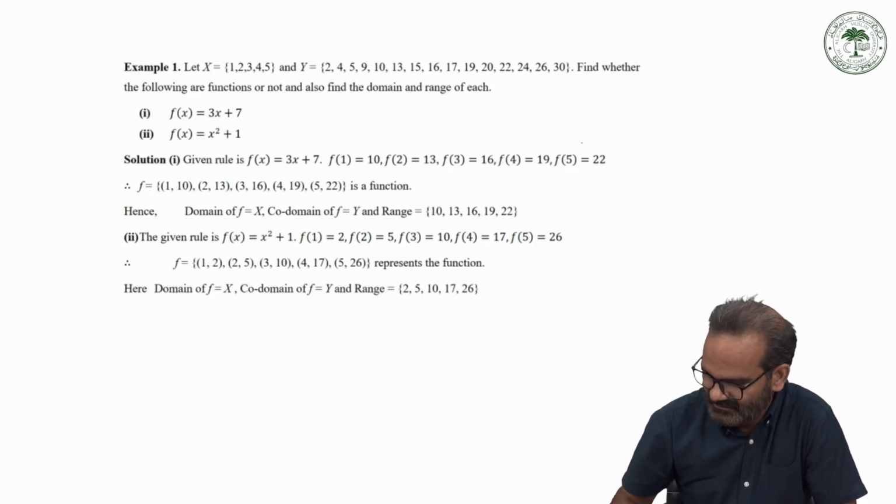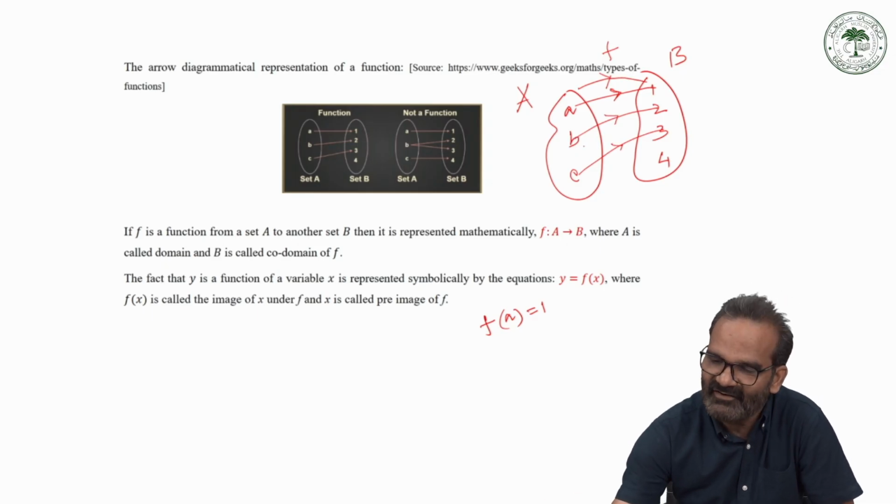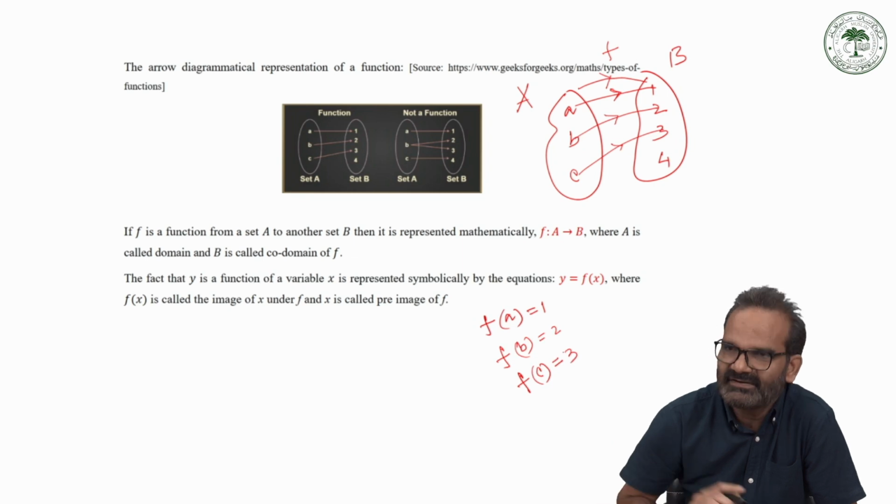Likewise, B is going to 2 and C is going to 3, right? The image of B under f is 2. Likewise, the image of C under f is 3. So how do we write it? f of B is equal to 2 and f of C is equal to 3.